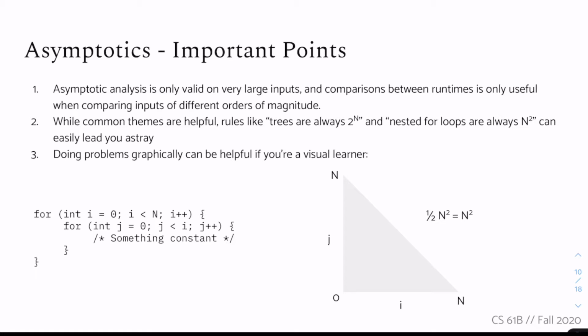The next thing is, I've seen some common themes being said on things like Ed and in person, like trees are always 2 to the n and nested for loops are always n squared.